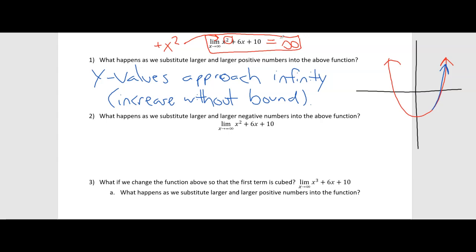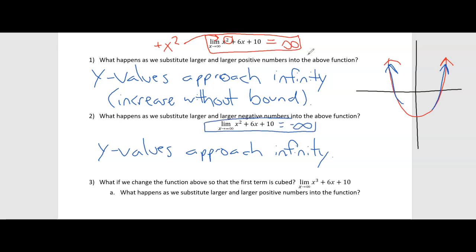If we come down and look here, again, we already know that the y values are going to get larger and larger even as we substitute in larger and larger negative x values. We've already talked about that as we looked at the graph, and we talked about it based on the exponent being even or odd. So again here, the y values approach infinity. And our answer here, the limit would be negative infinity.